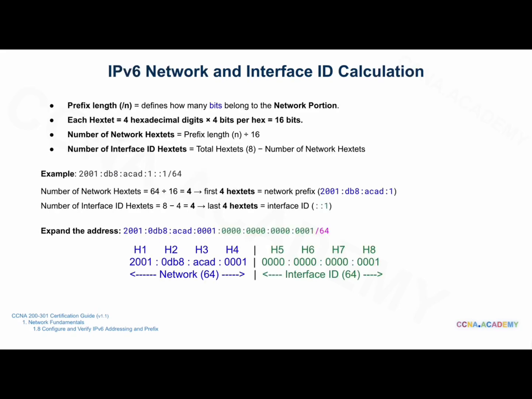Here's how IPv6 splits an address into the network portion and the interface ID. The prefix length, like /64, tells us how many bits belong to the network. Each hextet equals 16 bits, so 64 divided by 16 gives 4 hextets for the network. In our example, the first 4 hextets, 2001:DB8:ACAD:1, are the network prefix, and the last 4, ::1, form the interface ID. When expanded, that's 64 bits for the network and 64 bits for the interface ID, the standard IPv6 structure used in almost every LAN subnet.